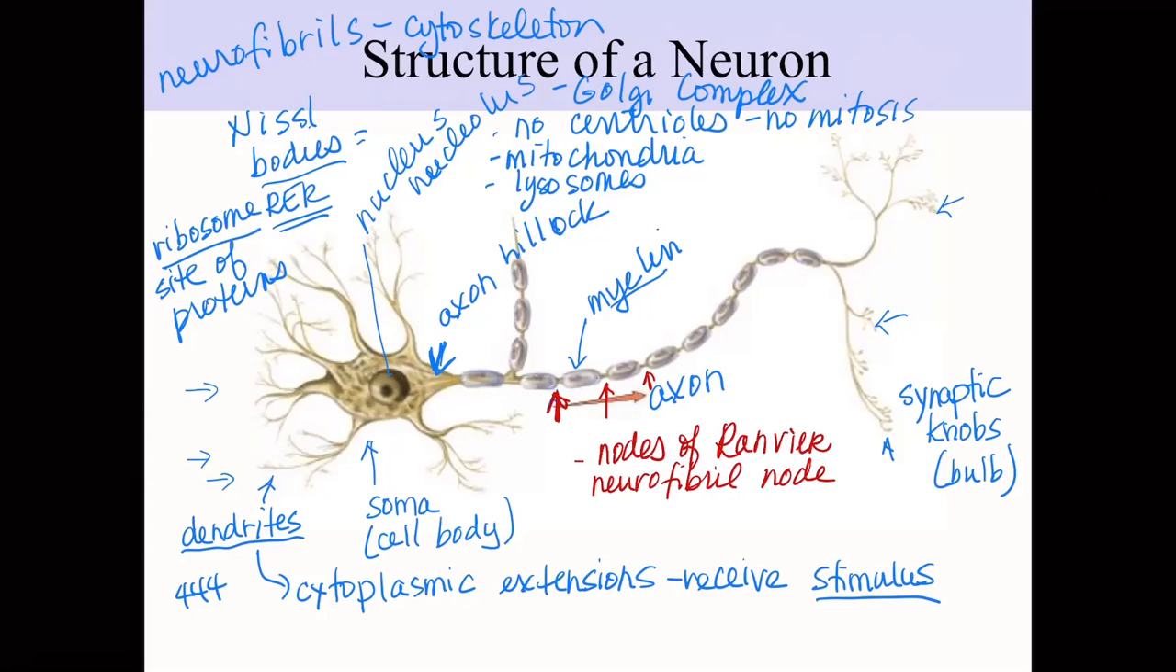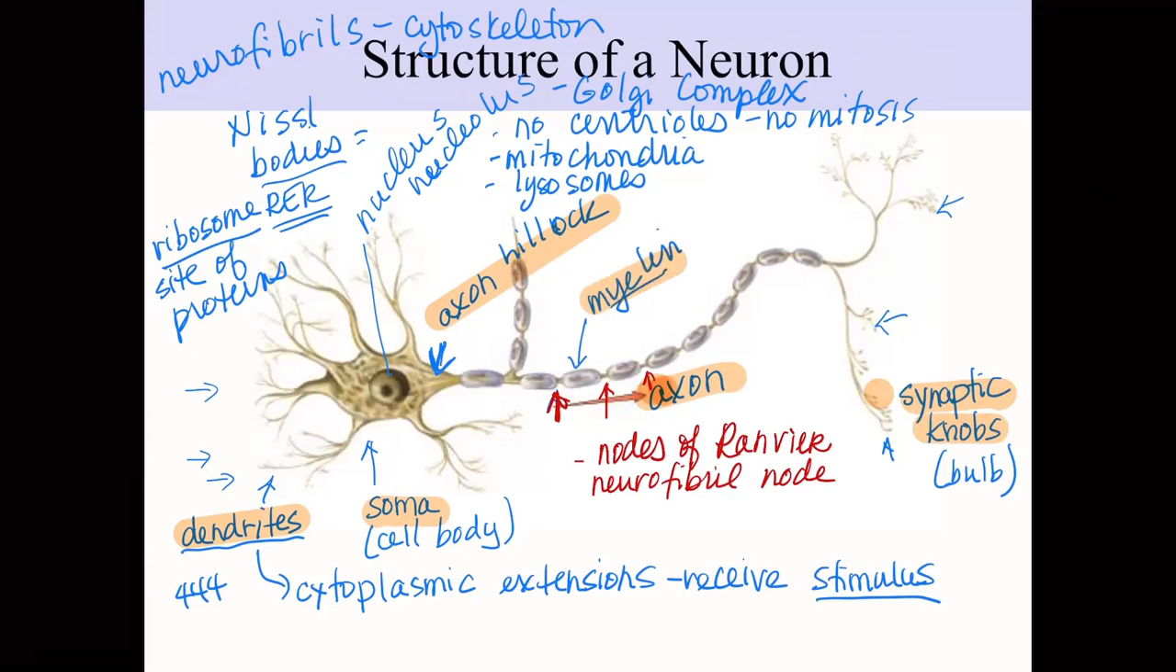So, okay, soma is the cell body, right? The dendrites are these extensions that are coming off the ends. They look like tree branches. The axon hillock is kind of like the little neck of it. This is the axon, so it's the long part, and that's what's going to be the extension to the next piece. Okay, synaptic knobs are at the ends.